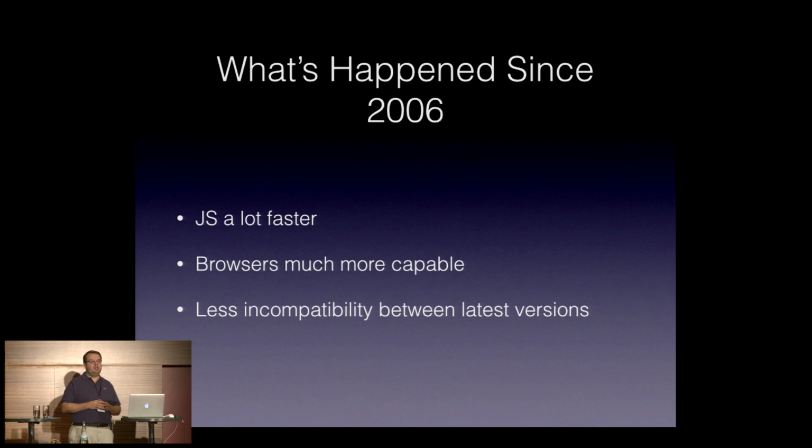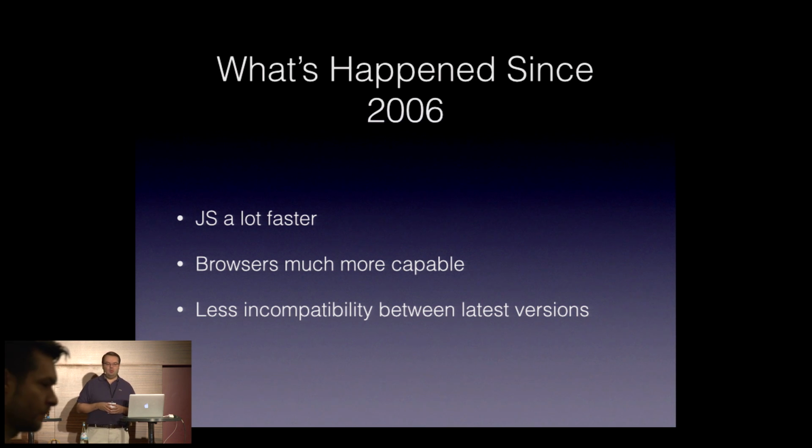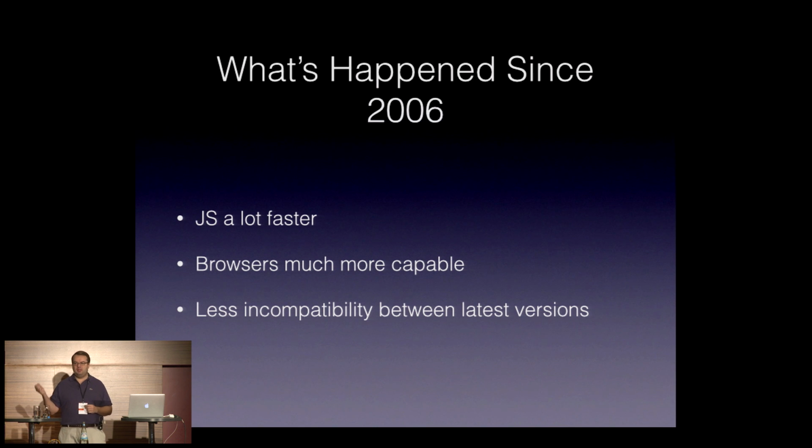A lot of people wrote GWT applications and they didn't have to spend endless hours figuring out how to make a layout or handle a keyboard event on Internet Explorer versus Firefox. And so I thought that was great. Also, in 2006, JavaScript was a lot slower. And the browsers were much less capable back then.